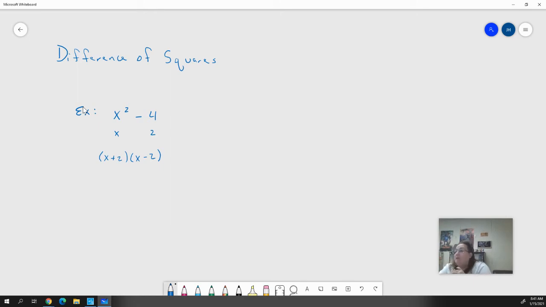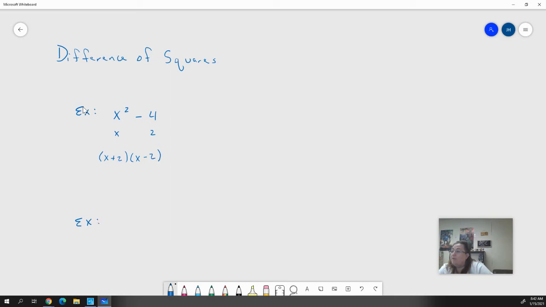It will not work if they're being added. It only works when they're being subtracted. It's a difference of squares, which indicates we're talking about subtraction. So it will work with any two perfect squares.